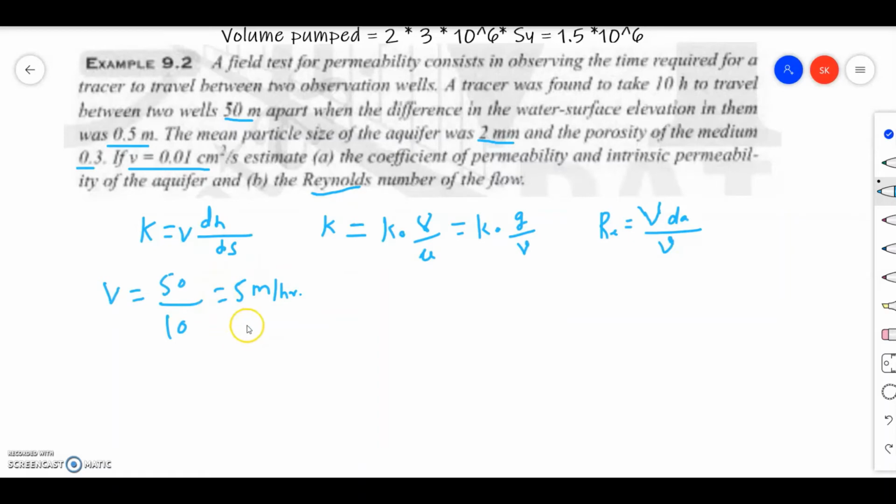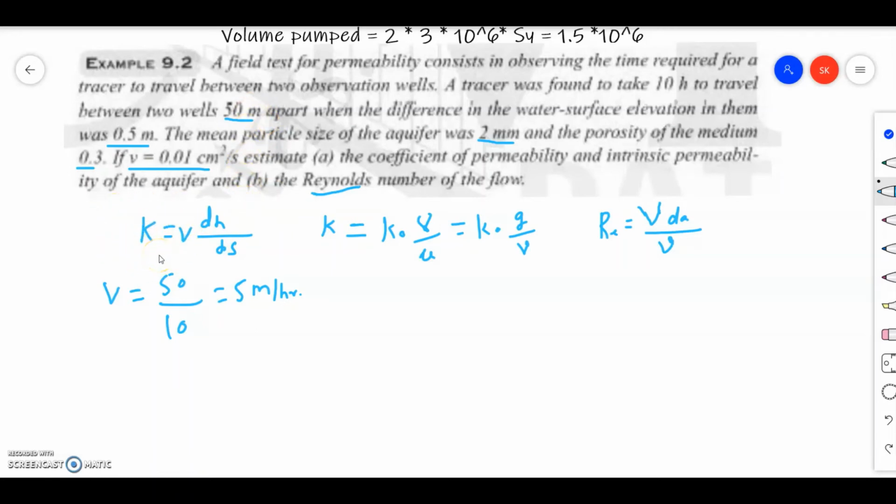Instead of solving this entire problem, I will just give you the hint. First we will find the coefficient of permeability. V is the velocity, which we can find as distance upon time. Distance is 50 meters between two wells. Time is given, that is 10 hours, which we can convert to centimeter per second as well. We have got the answer as 5 meter per hour, that is V. Now put the value of V here. dH is the hydraulic or elevation difference, which is 0.5 meter. ds is again the distance between two wells, which is 50 meter, and we will get the coefficient of permeability.